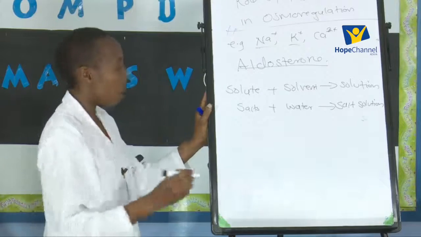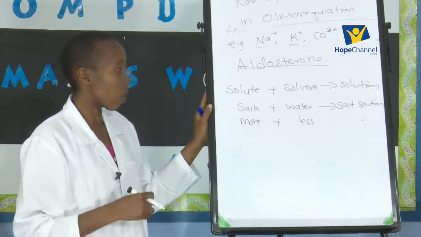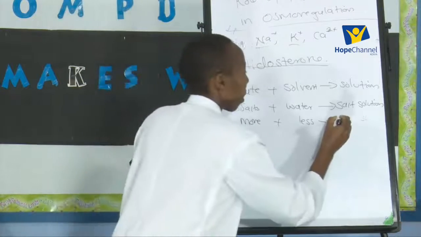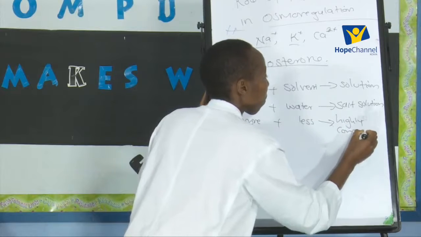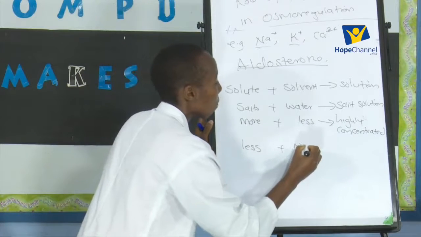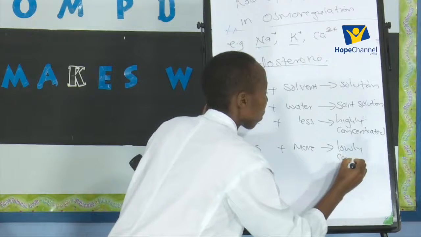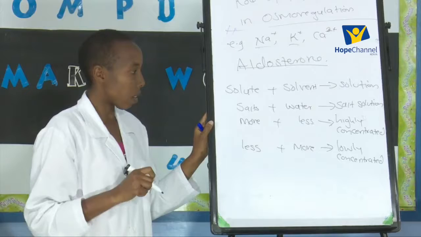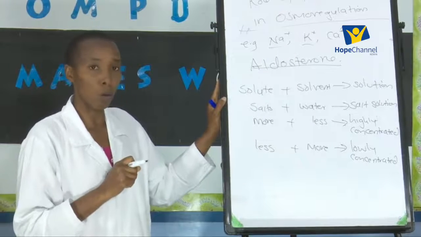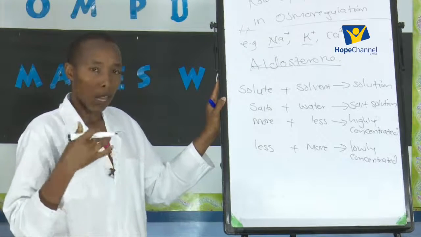Now, take a situation that in the blood you have more salts and you have less water. So in this case, water is our solvent. Then which solution are we going to form? When you have more salts, then we say the solution is highly concentrated. Now, when you have less salts and you have more solvent, which is water in this case, then we say the solution is lowly concentrated. Now, there are two concepts I want you to understand. When we say a solution is highly concentrated, it means there is a higher osmotic pressure within that solution. When we say the solution is lowly concentrated, then it means within the solution there is a low osmotic pressure.